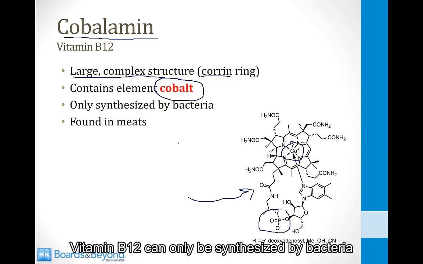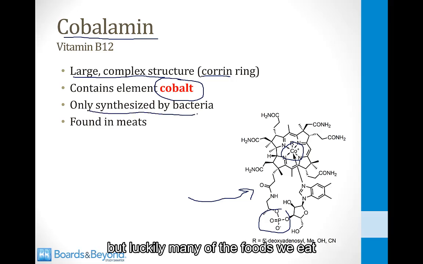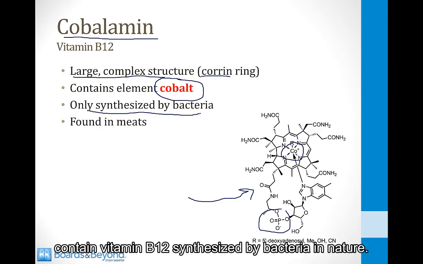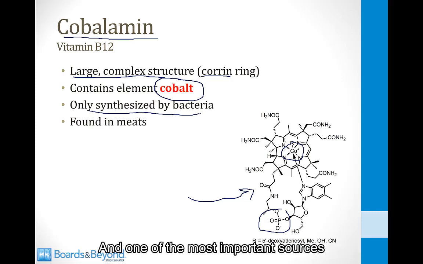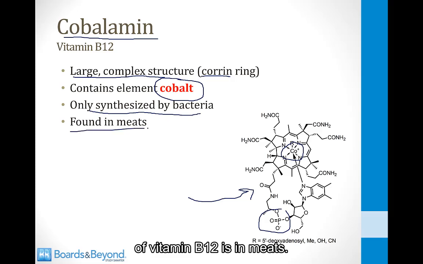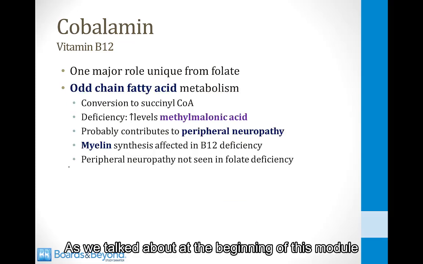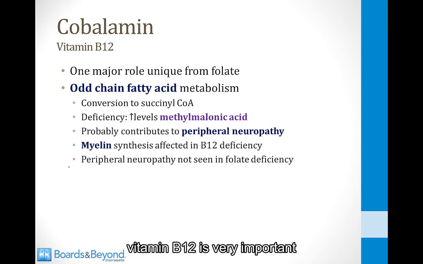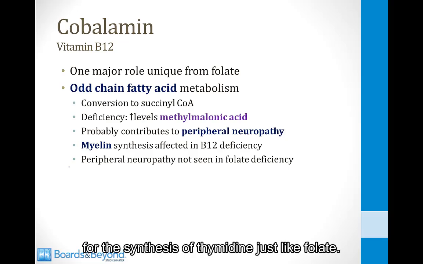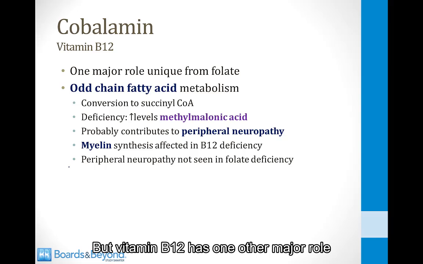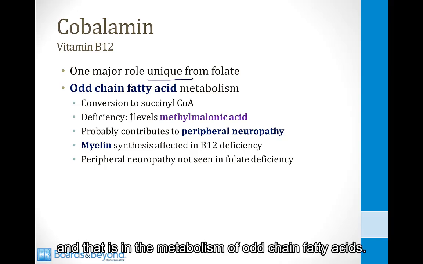Vitamin B12 can only be synthesized by bacteria, but luckily many of the foods we eat contain vitamin B12 synthesized by bacteria in nature, and one of the most important sources of vitamin B12 is in meats. As we talked about at the beginning of this module, vitamin B12 is very important for the synthesis of thymidine, just like folate. But vitamin B12 has one other major role in cells that is unique from folate, and that is in the metabolism of odd-chain fatty acids.